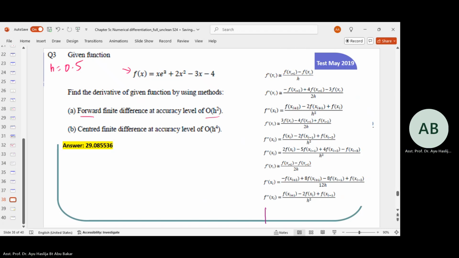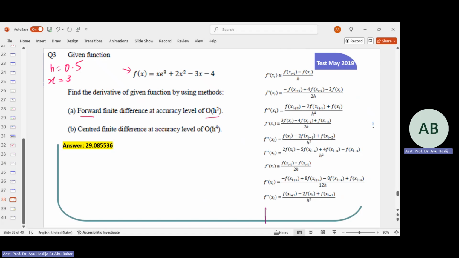Other info? There is some missing info in here. The x, the starting point. You need that starting point. So let's say x equals 3. If this question were asked, it lacks info where x and h are not given, so you can assume your own.